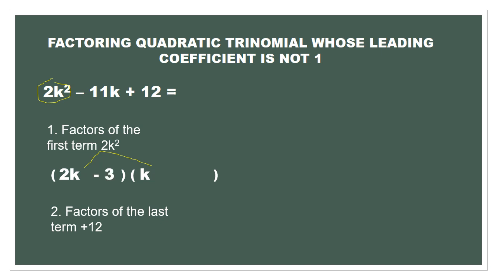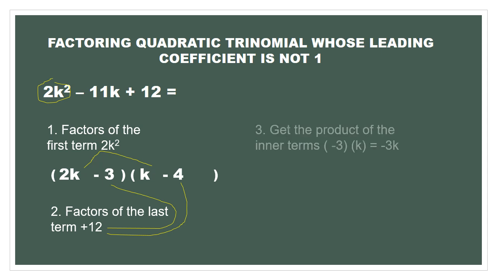Ang naisip ko is negative 3 at negative 4. Negative 3 times negative 4 is equal to positive 12. Dapat meron din kayong correct manipulation sa mga signs ng inyong numbers, para maging tama ang inyong sagot. Check natin kung tama yung ating nakuhang binomial factors.